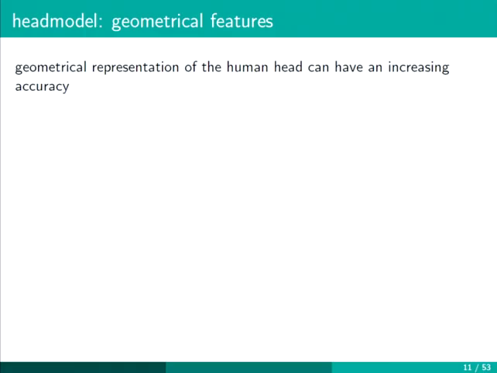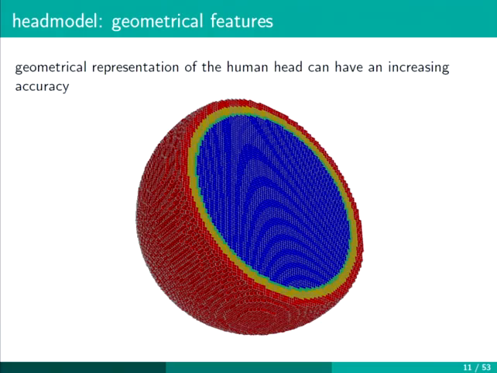So as regards the head model, we have geometrical and electrical features. For the geometrical features, the geometrical representation of the human head can have an increasing accuracy, as I said before. So we can have, for example, a sphere. In this case, we have a 4-compartment sphere model. The inner part, the blue part, represents the brain compartment. Then we have the green part representing the cerebrospinal fluid, CSF. Then the yellow is the skull compartment, and the red one is the scalp, so the skin.